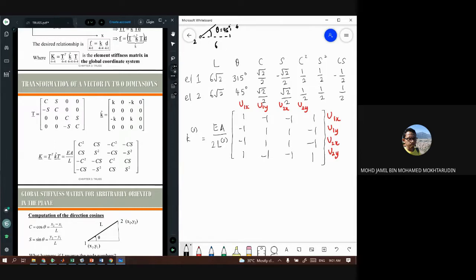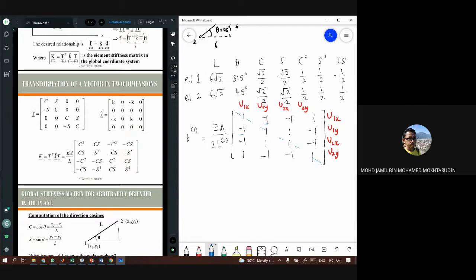So before you proceed, make sure that the stiffness matrix is symmetric. Okay, so symmetric means the values have a mirror image about this diagonal line here. So if you look at this, -1 equals -1 on the other side, and so on. So if your stiffness matrix is symmetric, then it's correct. But if it's not symmetric, then please check again before you proceed. Okay, so make sure it's symmetric.